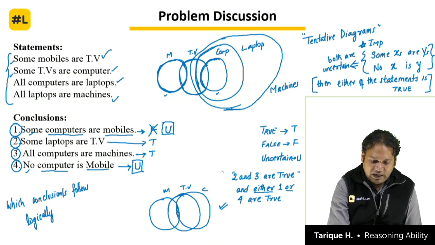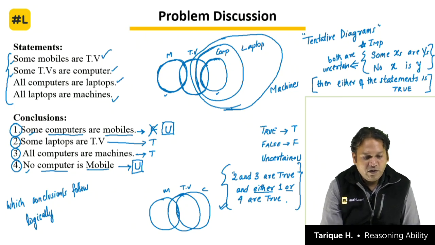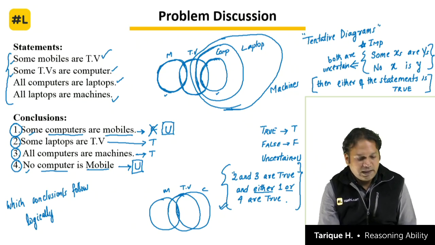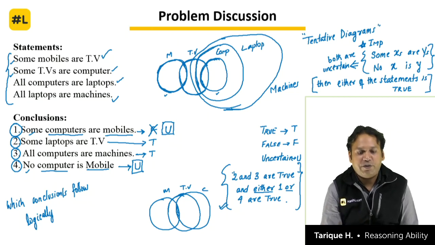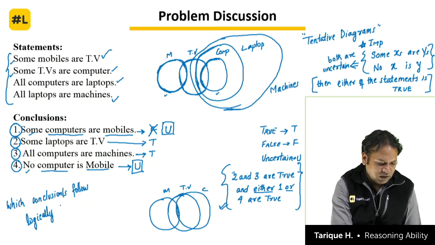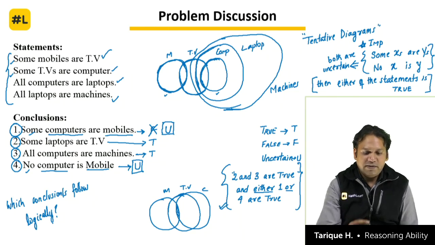That is why the final answer in this case is that 2 and 3 are true and either 1 or 4 is true. That is the answer for this question. Clear? Which of the conclusions follow logically? That was the question here. Answer is 2 and 3 and either 1 or 4 are true. We will see some more examples. These things will become more and more clear to you.